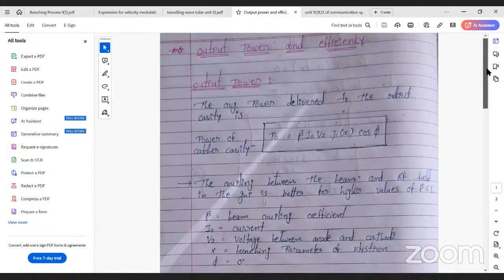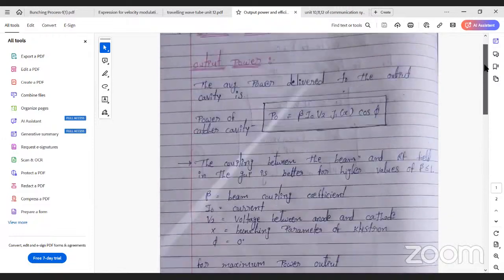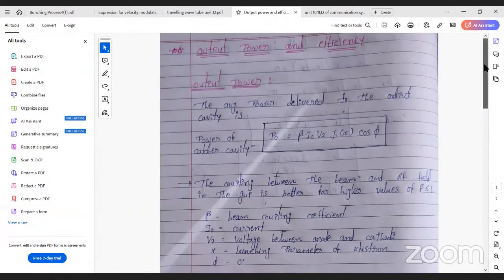Assignment, yes or no, ma'am? No, ma'am. Efficiency, antenna efficiency, okay. Yes, ma'am. Efficiency. This efficiency is different, and this efficiency is related to klystron.